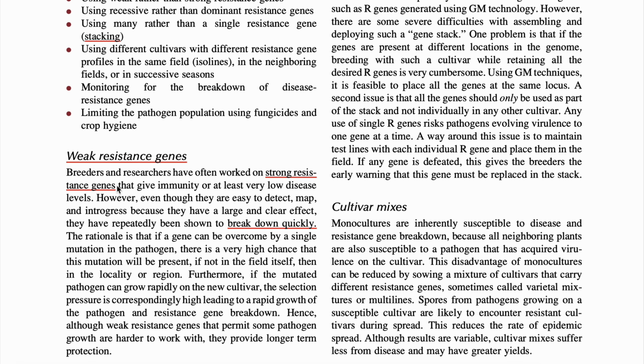Now the technique used for such genes is vertical resistance, in which the major and strong genes are used. But in the limitation, the main setback is that they break down quickly because we have one target gene. So pathogens are also clever, so they will find a way to break down that one or two genes.